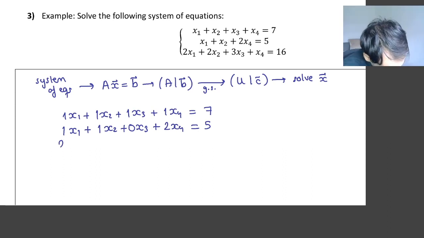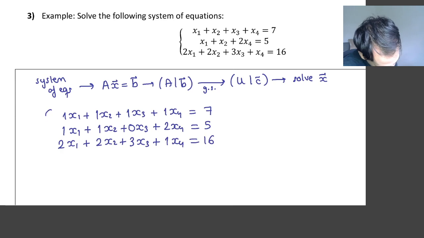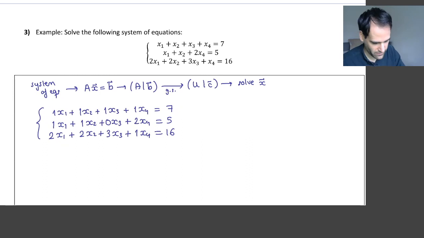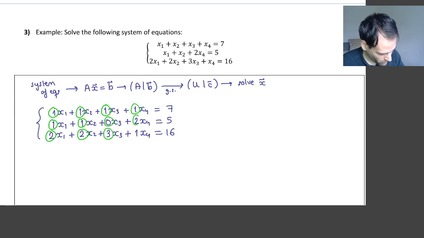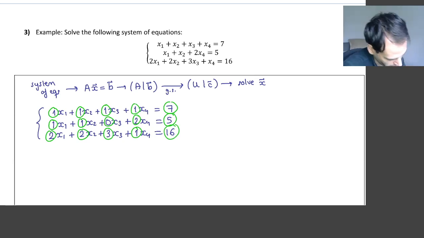Next equation is 2x1 plus 2x2 plus 3x3 plus 1x4 equals 16. So that's my system of equations. And now it's very easy to identify the coefficients, which are all of these, and the independent coefficients, which are these three. So we can write them in matrix vector multiplication form.